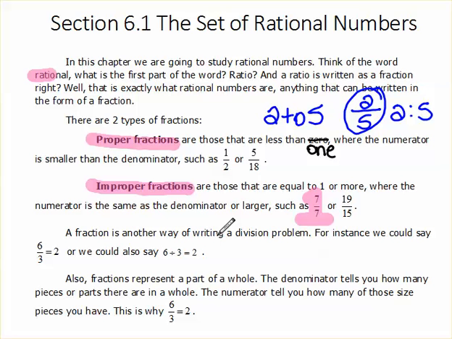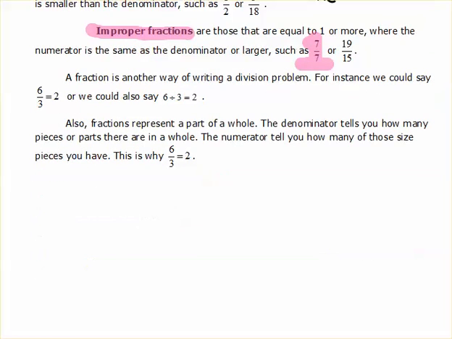Now, if we were going to look at this in picture form, it would absolutely help you to be able to see what's going on. Fractions represent part of a whole. The denominator is what tells you how many pieces or parts there are in a whole. So for instance, with this 6/3, if I were to draw something out and cut it into 3 pieces, then there are 3 pieces that make a whole. So that's what the 3 represents.